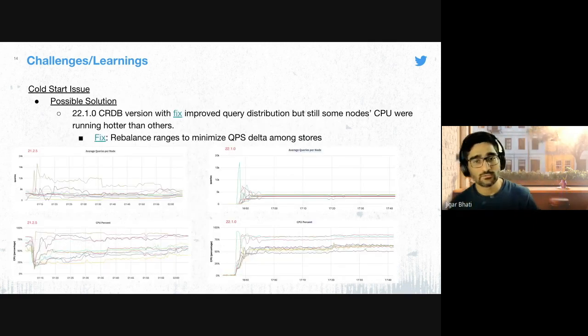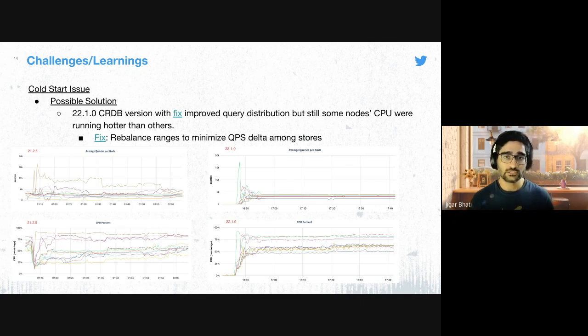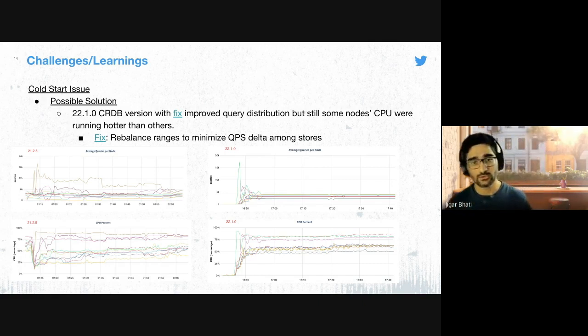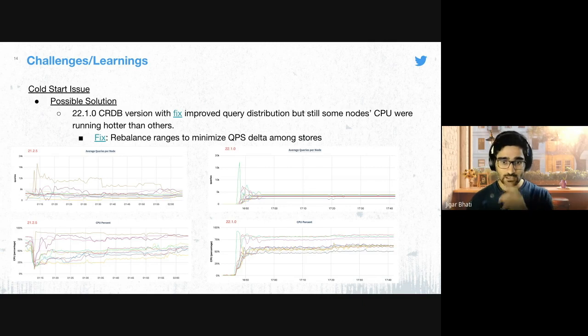Then we worked with CR Labs to come up with a different solution. One of the possible solutions they recommended was to use the 22.1.0 CRDB version, which had a fix to minimize this delta QPS between the different nodes in the cluster. But there were certain issues with that as well. On the left side of the graph, we have the average queries per node and the CPU percent for the 22.2.5 version, and on the right side the same thing for the 22.1.2 version. You can see the average queries per node definitely got much better with the newer version, but the CPU percent, even though it looks better, still has a variance of 15-20% between the nodes which are running very hard and the other nodes in the cluster. So definitely it was one of the possible solutions, but again, we wanted to see if we could still optimally utilize our resources in terms of CPU percent, because that's the core aspect of CRDB licensing as well.